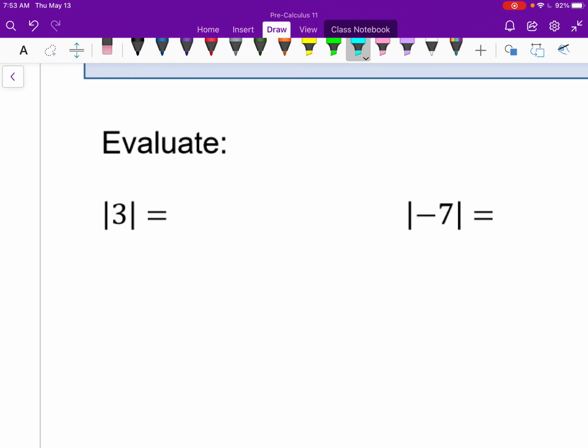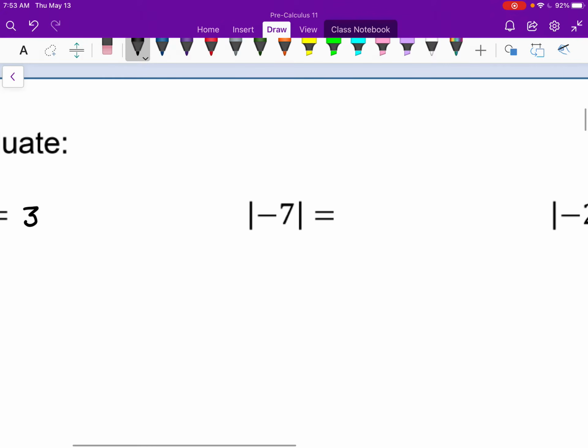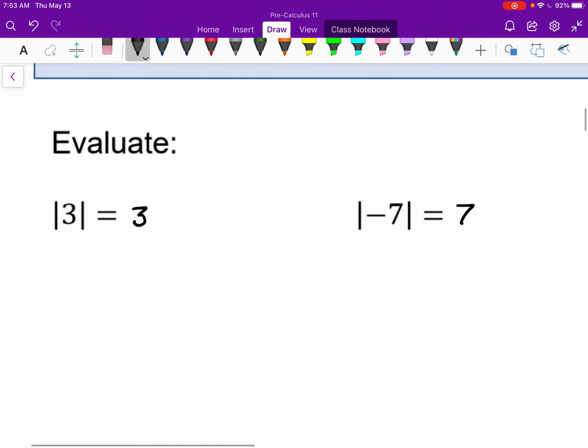So let's look at this. This is, we say, the absolute value of 3, which essentially means how far is 3 from 0? 3. That's it. So the absolute value of -7, we can think of how far from 0 is -7? 7 units. And so what we notice is that absolute value just makes everything positive, the output of the entire what's inside the brackets. And so like I said, in many ways it's extremely simple.